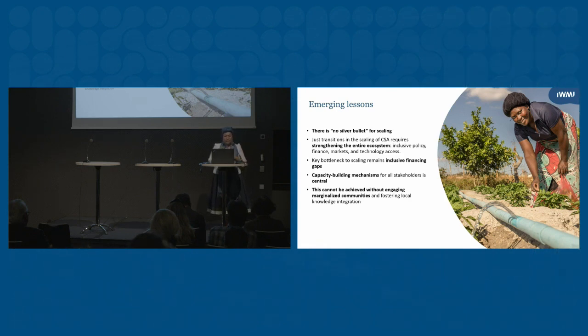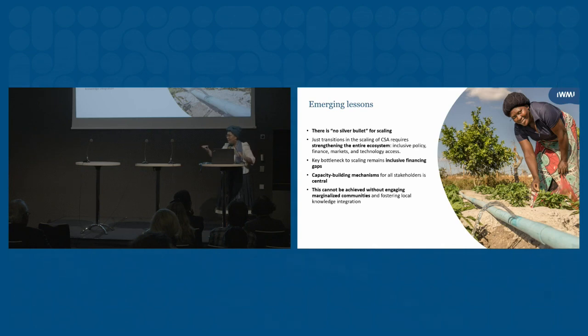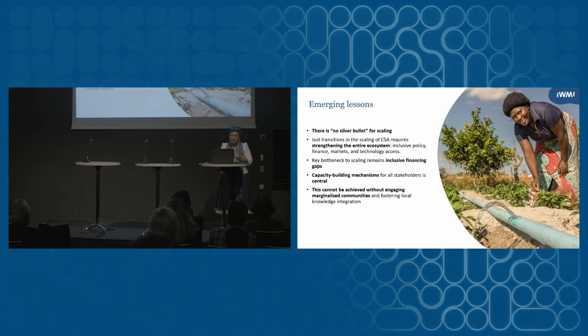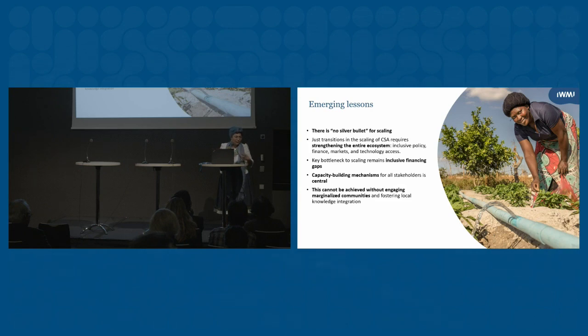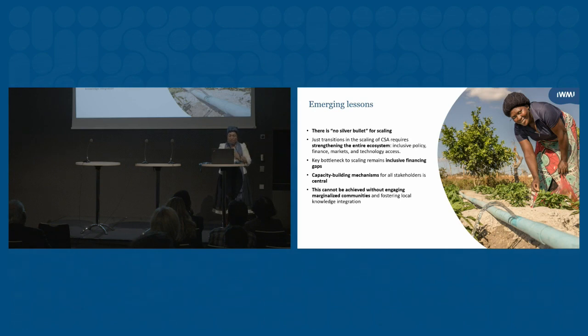We also know that if we are to approach these kinds of just transitions in our scaling endeavors, then we need to look at how we also strengthen the entire ecosystem, from the university to inclusive policies around access to finance, looking at markets, how we enable markets, especially in our aquaculture bundle, where it's very difficult to access markets. We also know that the key bottleneck still is inclusive finance. How do you get women and youth-owned businesses access to finance? Revolving schemes and other credit facilities targeted at women and youth-owned SMEs are so important.